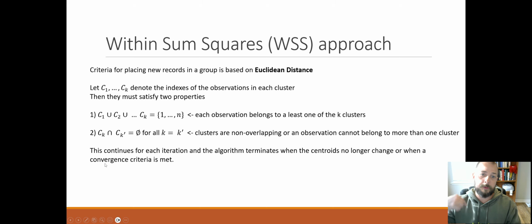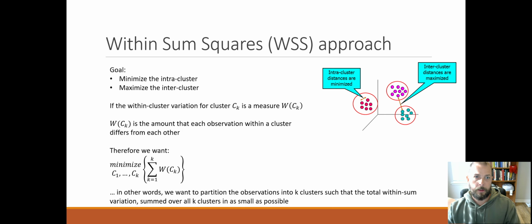This continues for each iteration, and the algorithm will terminate when the centroids no longer change, so they're no longer moving around, or when a convergence criterion is met. The goal when using the within sum squares approach is to minimize the intra-cluster distance, which is the distance between each of the points within a cluster, and maximize the inter-cluster distance, which is the distance between each of the clusters individually. I want to maximize that distance.